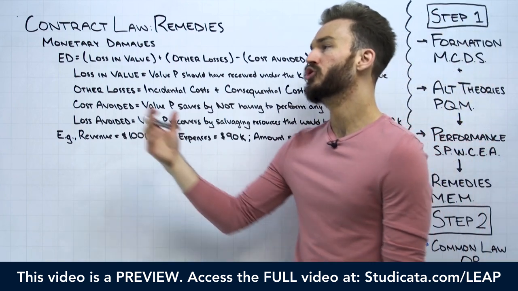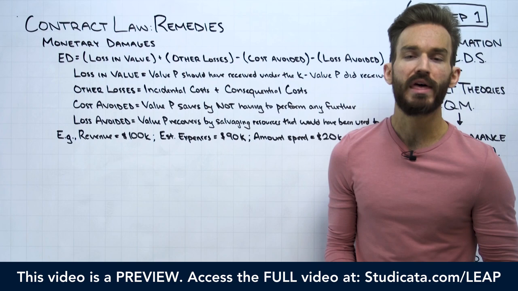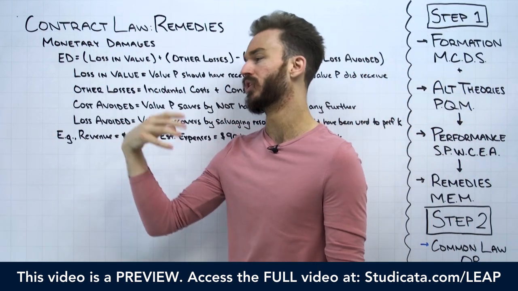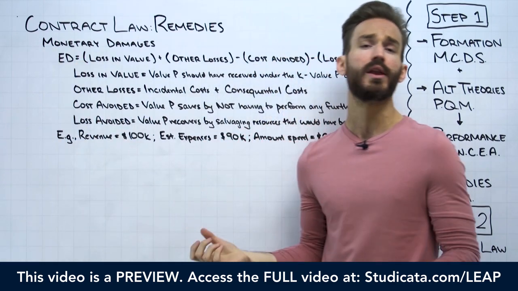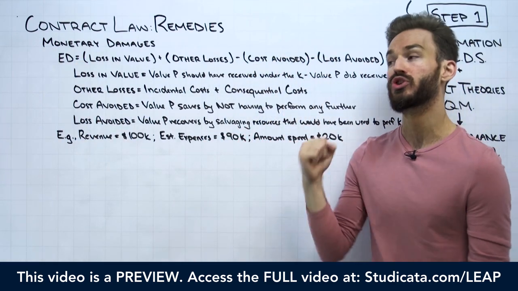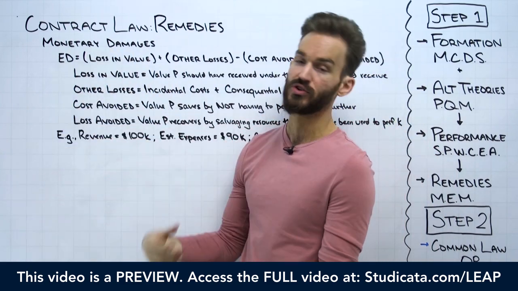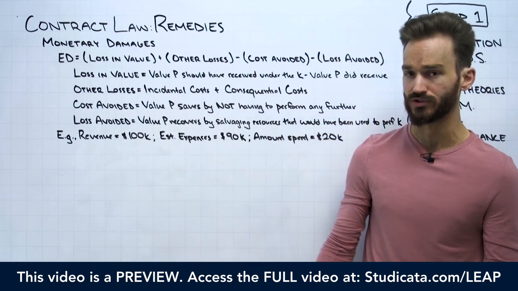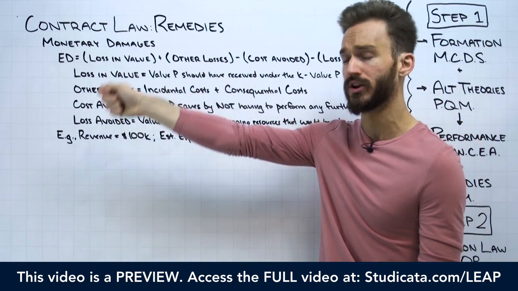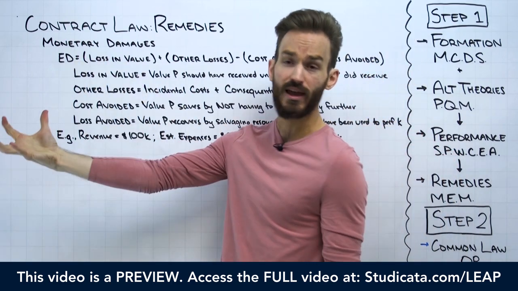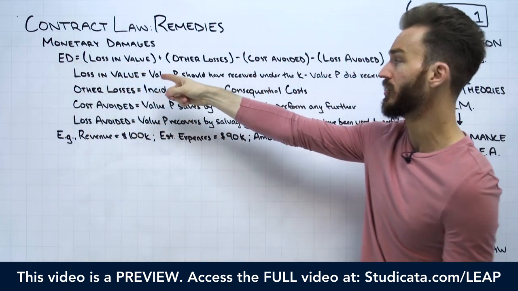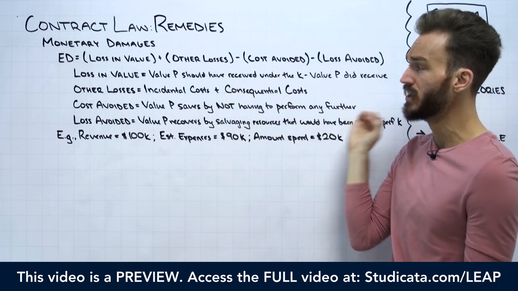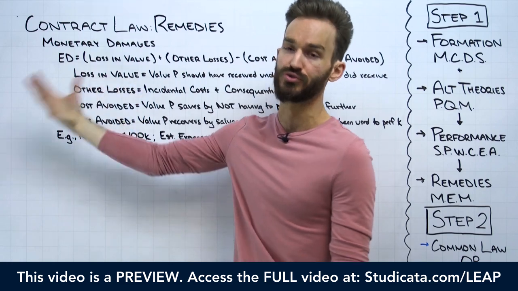So if you enter into a contract with a builder, right, and you are going to pay a builder to build you some sort of construction project, a house for $100,000, and you don't pay them a single dollar, and then there's a breach of contract, their loss in value is $100,000, right? If you promise to pay them $100,000 and you haven't paid them any of it, the value they should have received, that builder, is $100,000. The value they did receive is zero, so their loss in value would be $100,000.